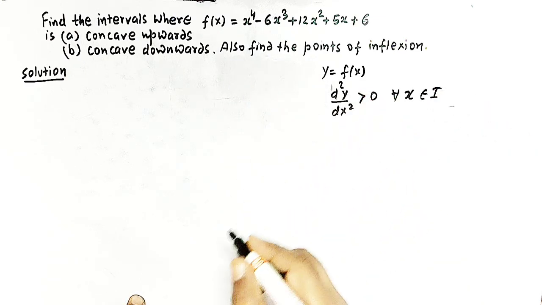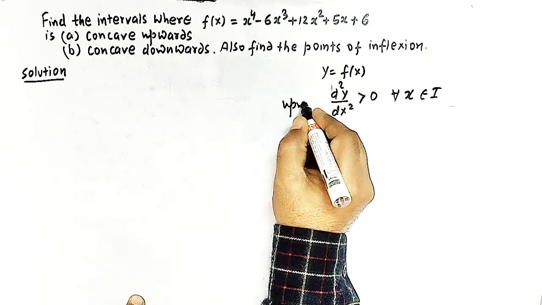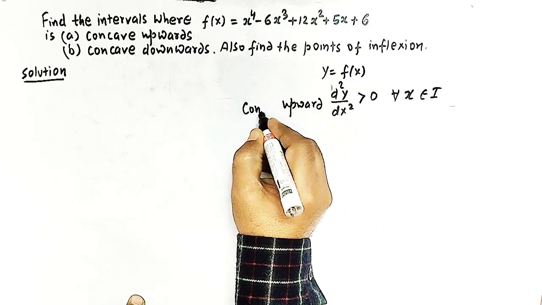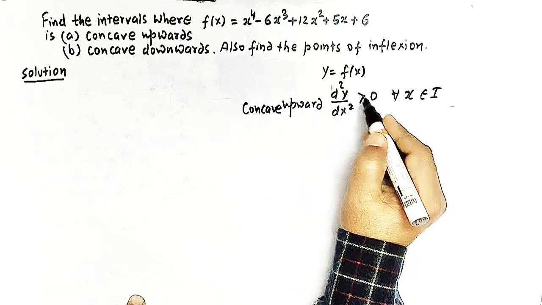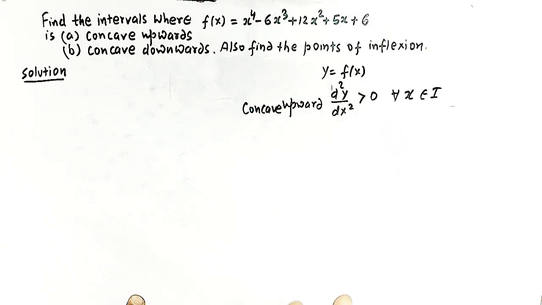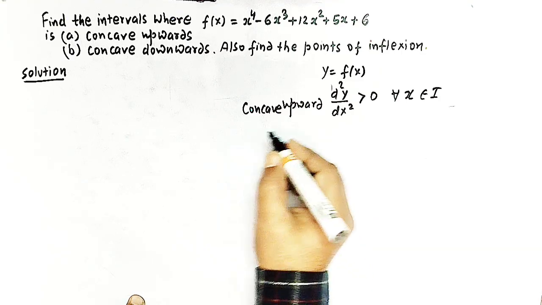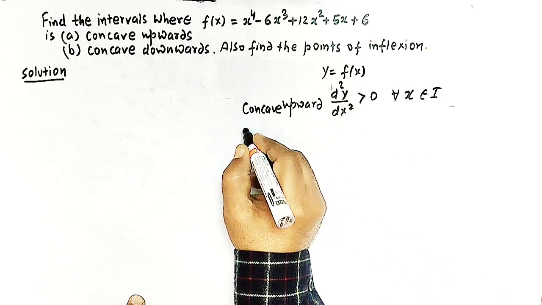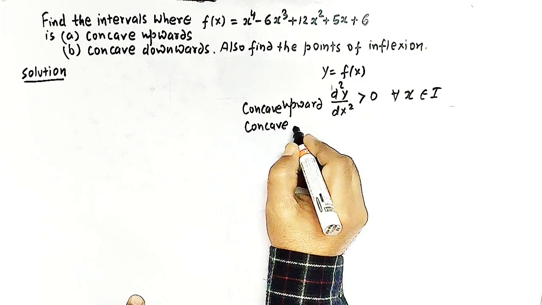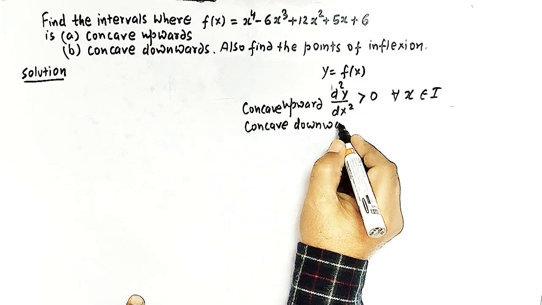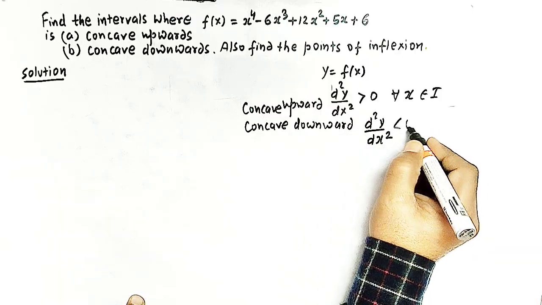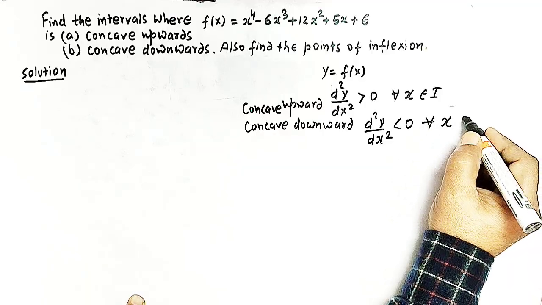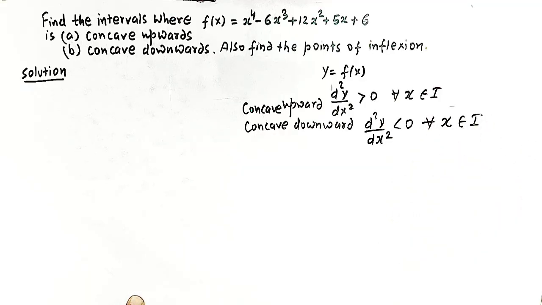So a function is said to be concave upward when the second derivative, that is d2y over dx2, is greater than 0. That is, the second derivative is positive for all x belonging to some interval, say I, right? And the function is said to be concave downward when the second derivative, that is d2y over dx2, is less than 0 for all x belonging to some interval, say I, right?